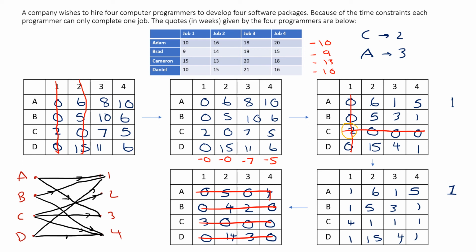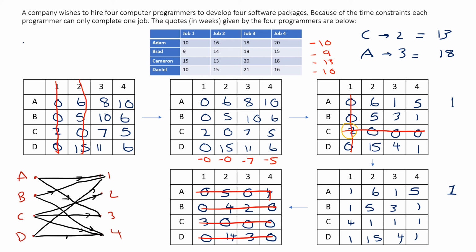Now both Daniel and Brad are doing those ones, or can do those ones. So it's a little bit of testing both. Which one renders us a more minimum time? So at the moment, with Cameron doing job 2, that's 13 weeks. With Adam doing job 3, that's 18 weeks. And then we've just got the 2 situations of Brad and Daniel doing jobs 1 and job 4. We just need to look at which one will work out better in the long run. And if it's the same, then we have 2 possible situations.